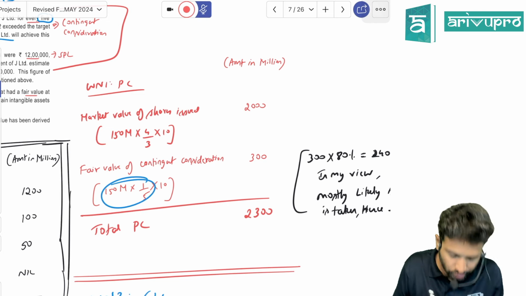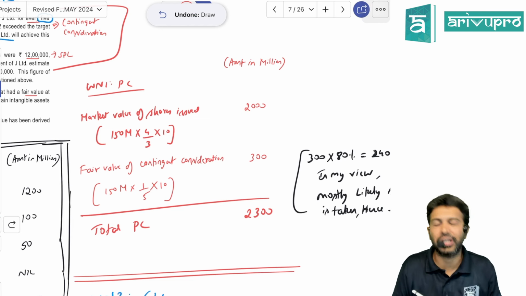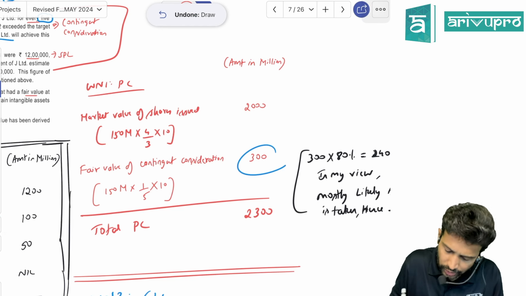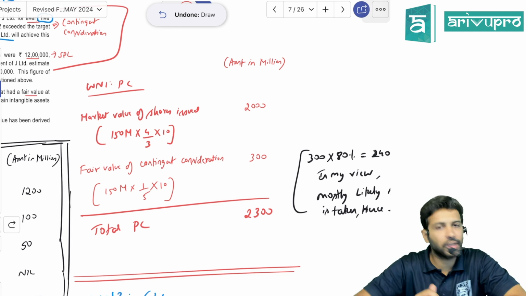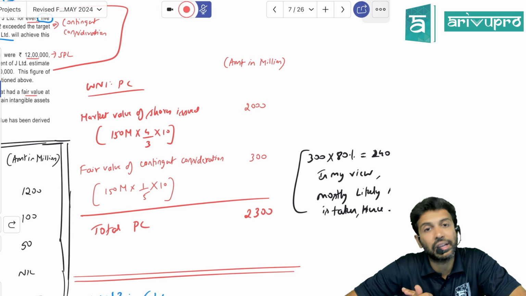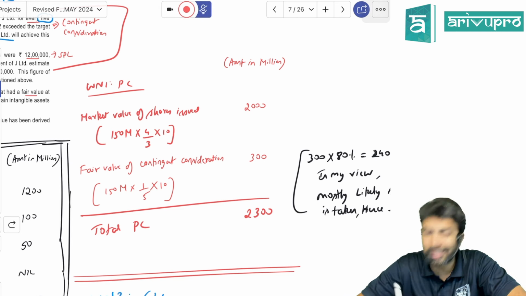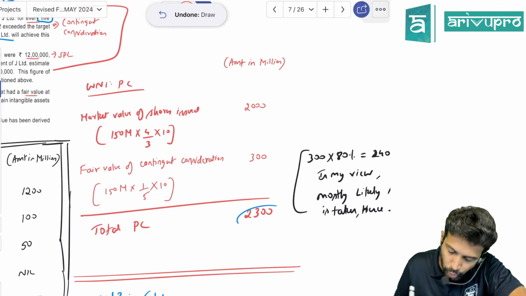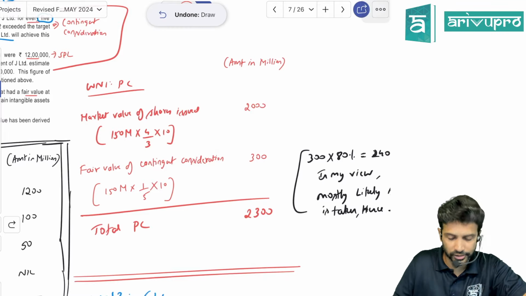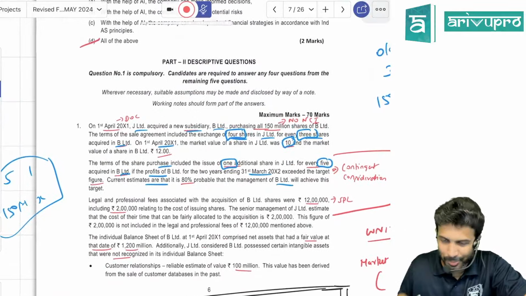If you do this, you'll get the number of shares, and the fair value of one share on the date of control is 10. So you will take 300 million to be the fair value of contingent consideration given in the form of shares. Should this form part of PC? Yes. Adding these two, you'll get the total PC to be 2,300. No other thing is there, sir? No, we'll see. Most probably no.